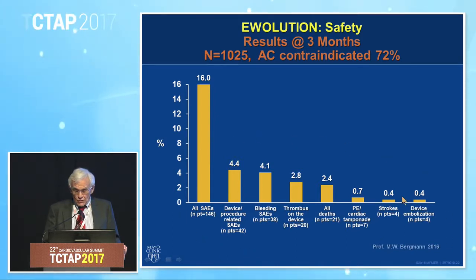We can see that strokes were 0.4%. There were 4 strokes. Bleeding was not perfect. It was 4%. Device embolization was 4.4%. There were 4 events, and so you can see that in the rest of the world, this technology looks like it's incredibly safe, even in those patients in whom anticoagulation is contraindicated, and it is effective.